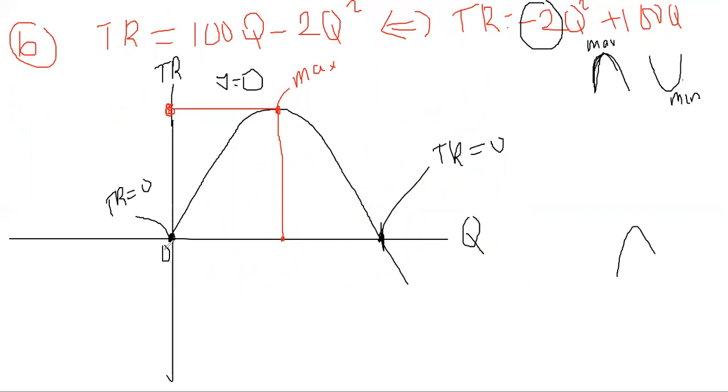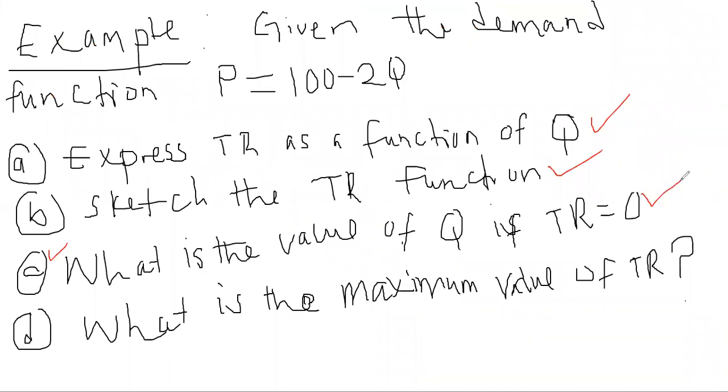So the first one is that when quantity is 0, total revenue is 0. So when quantity is 50, total revenue also is 0. So this is the C part of our question. We answered that one. So this is in progress. This is answered. So what is the value of quantity if total revenue equals 0?